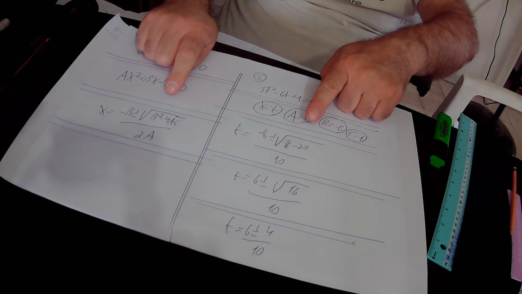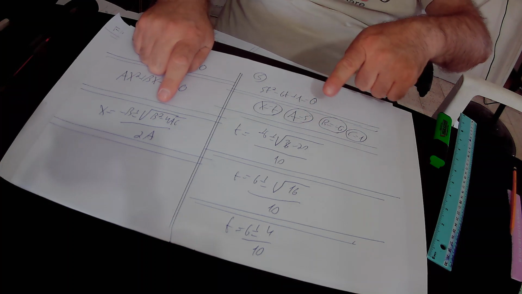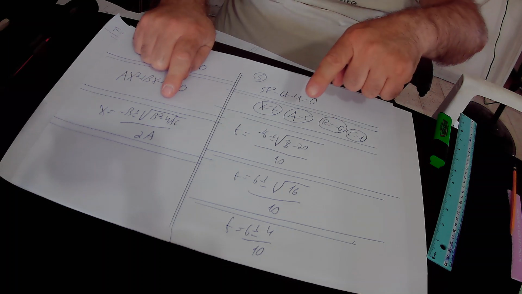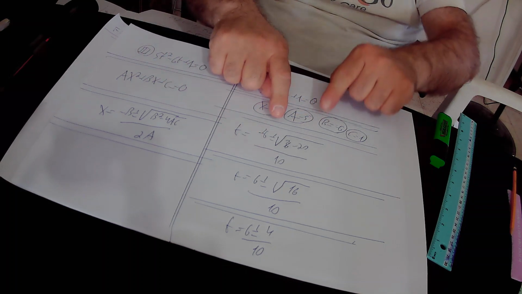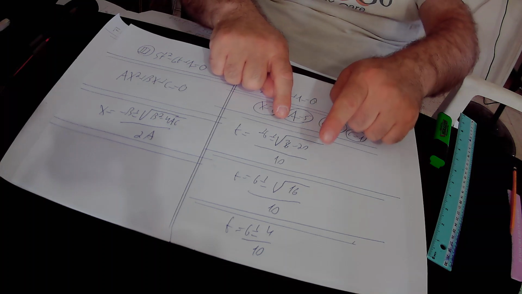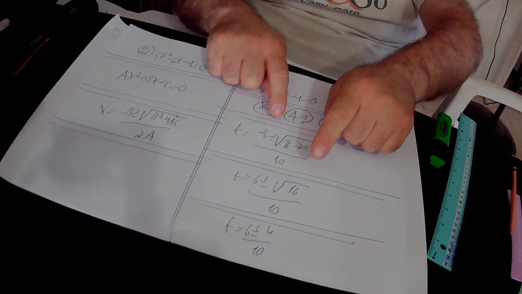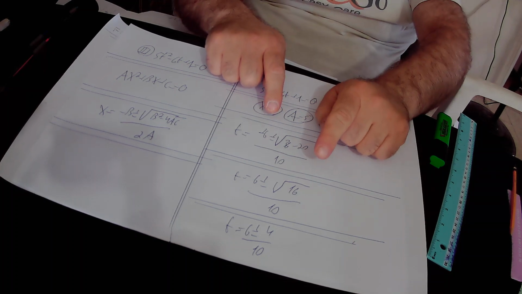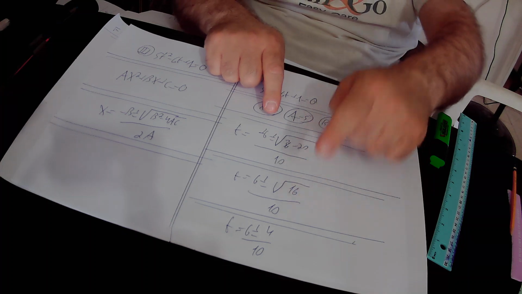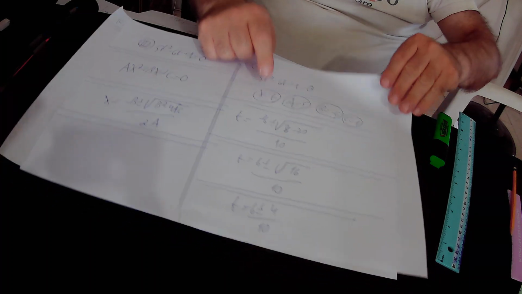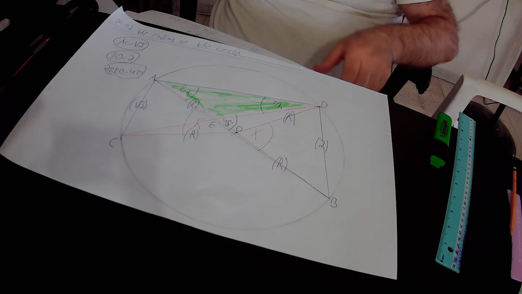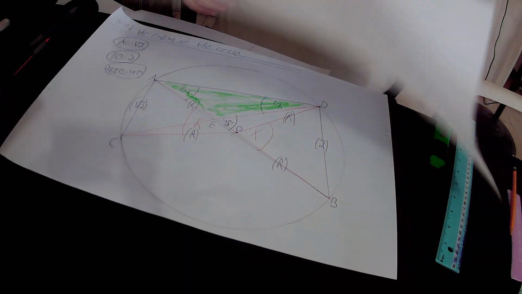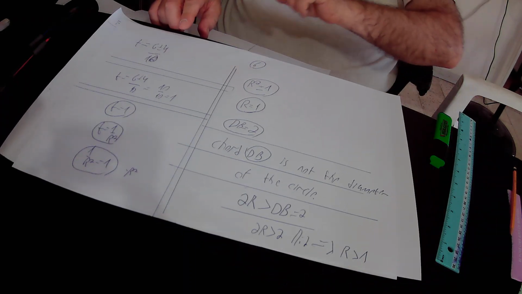So inside the root we have 36 minus 20, divided by 2a. A is 5, so 2 times a is 2 times 5, that is 10. So we should find out that t equals 6 plus or minus. Inside the root we have 36 minus 20, that is 16. So inside the root we are left only with 16, divided by 10. So t equals 6 plus or minus the square root of 16, which is 4, divided by 10.